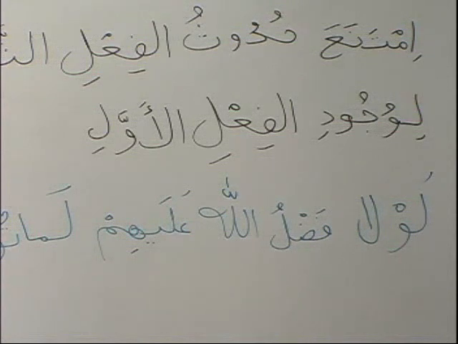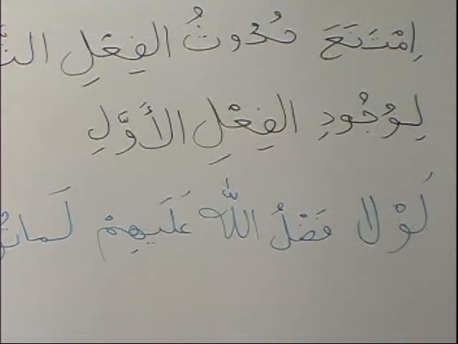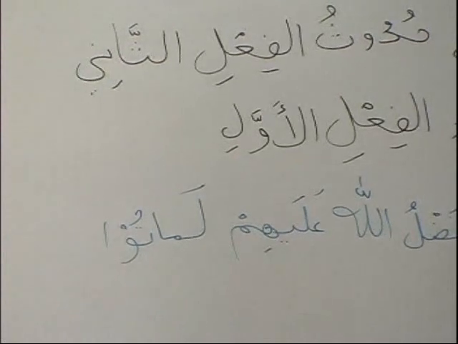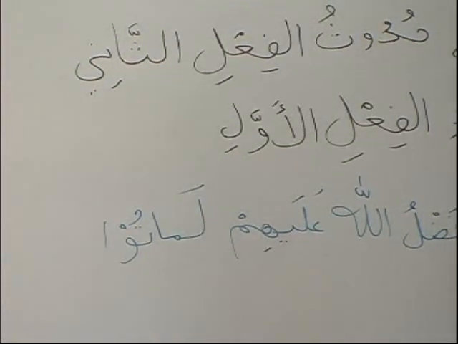What is the 188? What is the next line? Naam. 189. I have a different book. My notes are in a different book, brother and sister. Naam Salimu. They escaped. They survived. They were safe. Okay. Well, alhamdulillah. What is the next line, brother? Lawla fadlullahi alayhim lamatu. But for the grace of Allah.